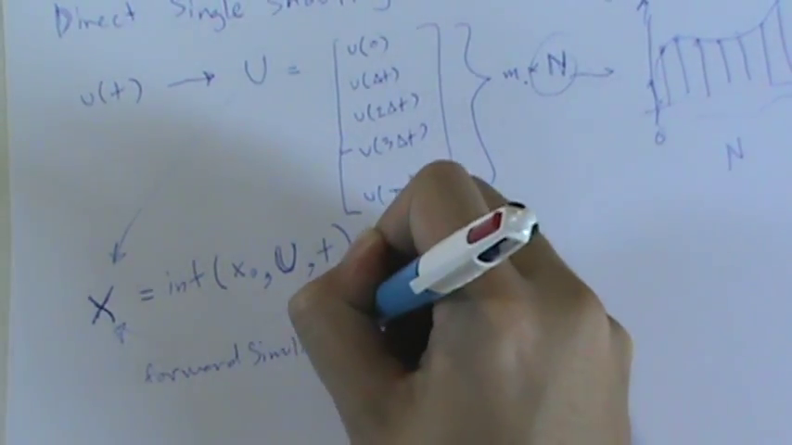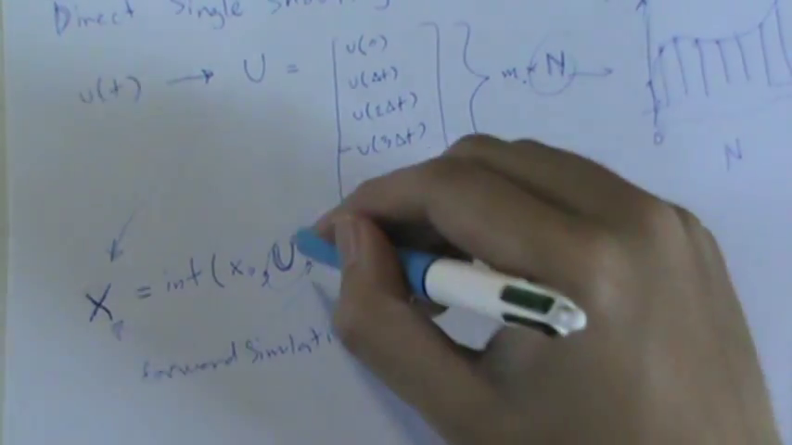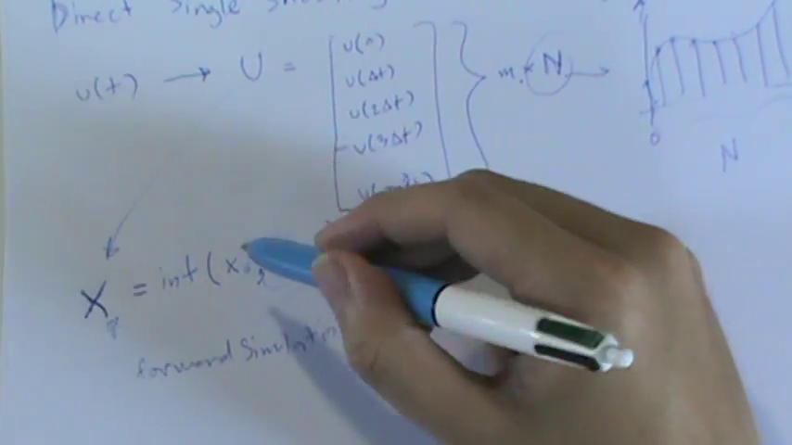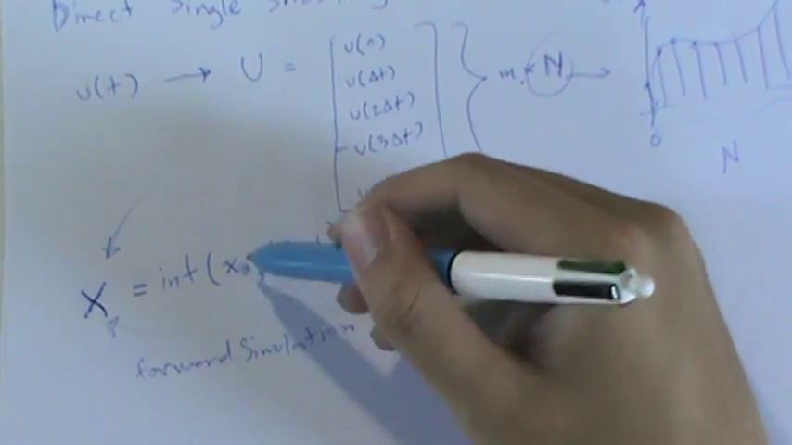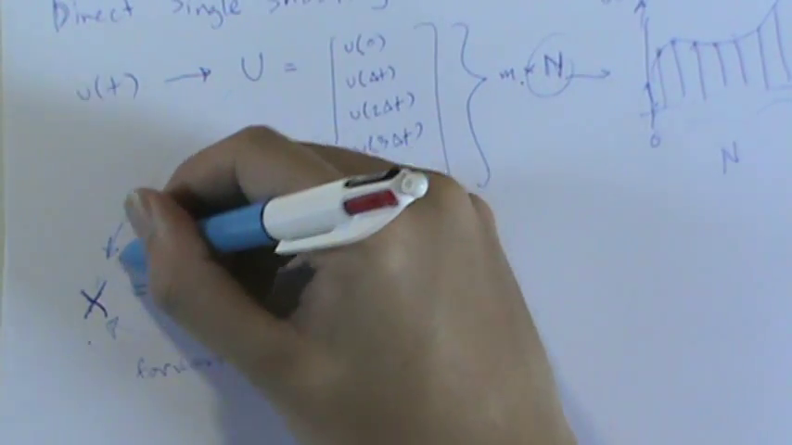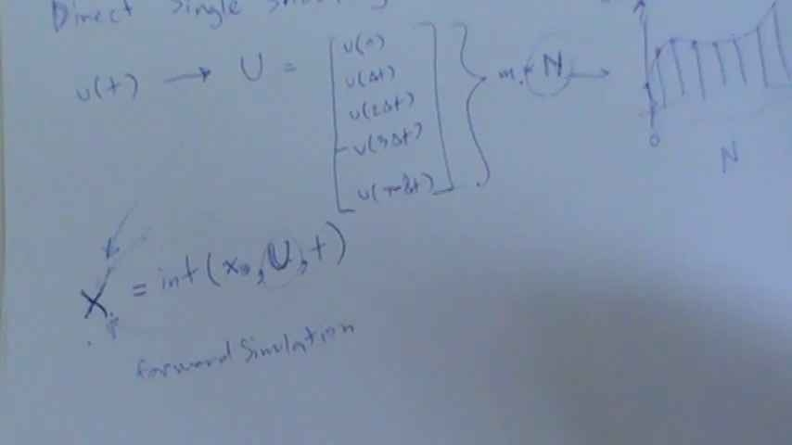All you have to do is figure out what U is, or come up with a guess of U, and based on the given initial condition, you should be able to integrate up to x. It should return not just a single x, but a vector X that corresponds to different u at different times. So that's the idea.